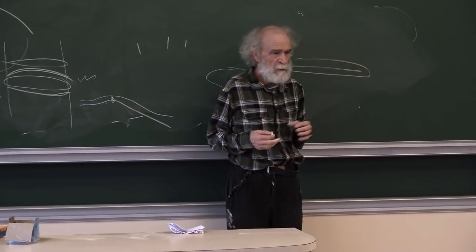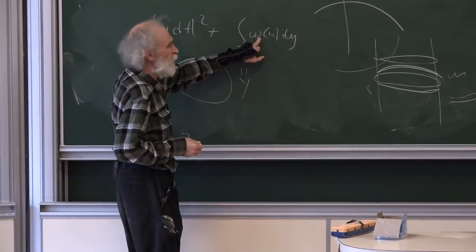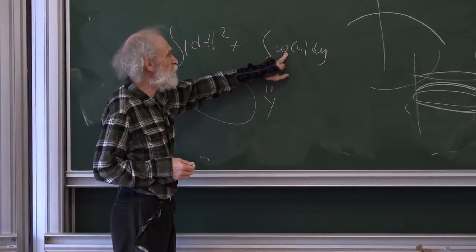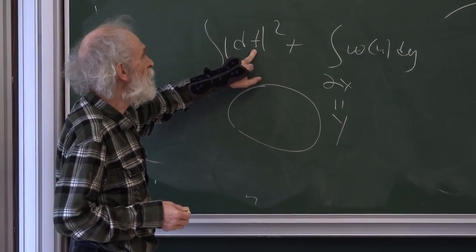But wait, I'm confused, Michel. What is the difference between this omega and the f? It's some function on the boundary. Omega is a function on the boundary, a smooth function on the boundary. And it's my functional, the Dirichlet functional.